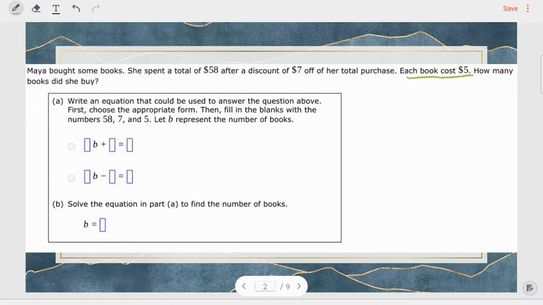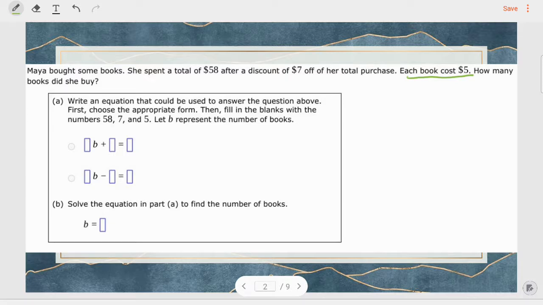Maya bought some books. She spent a total of $58 after a discount of $7 of her total purchase. Each book cost $5. How many books did she buy? So let's get a little mental picture. Maya went to the store. She bought books. They cost $5 each. She went up to the cash register. They gave her a discount of $7, and then she ended up paying them $58. Okay, so that's the story of what happened.